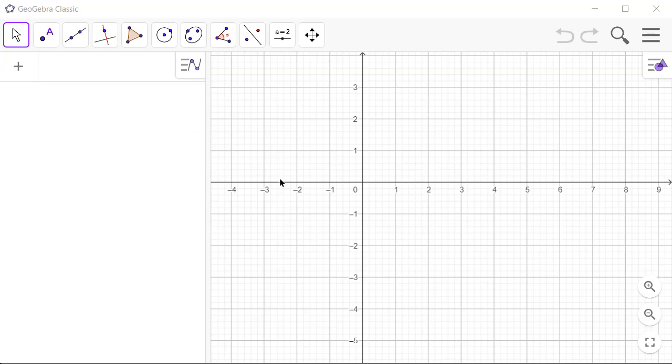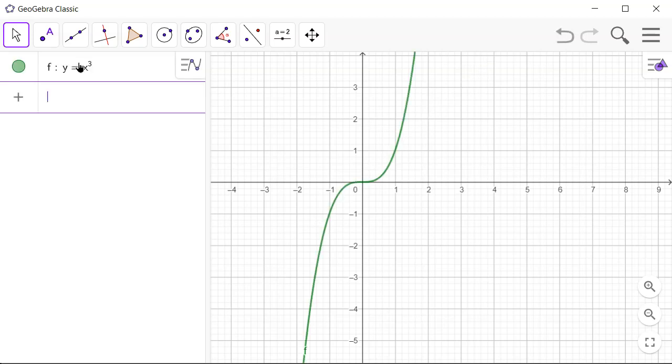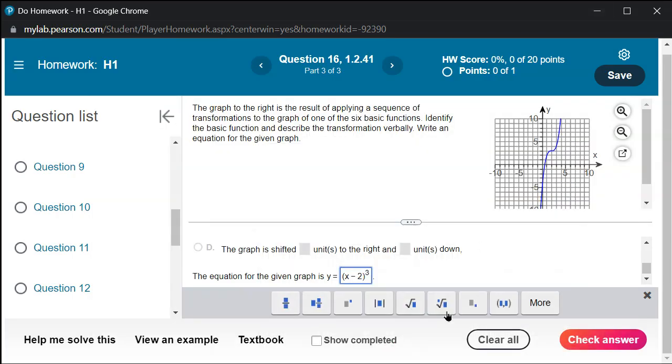All right, I opened up GeoGebra here, so I'm going to sketch y equals x cubed. So you have this cubic function. If you want to move it to the right 2 units, what we can do is y equals, put parentheses around x, and then subtract 2. You can see that this shifts to the right 2 units. So that's what we have here. And after that, we want to shift up by 3 units.